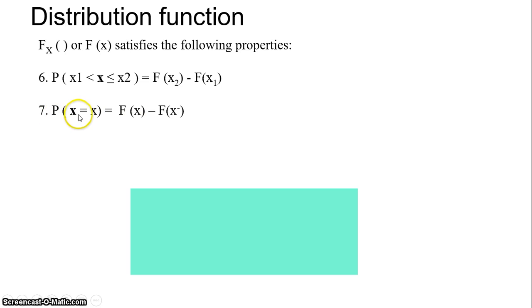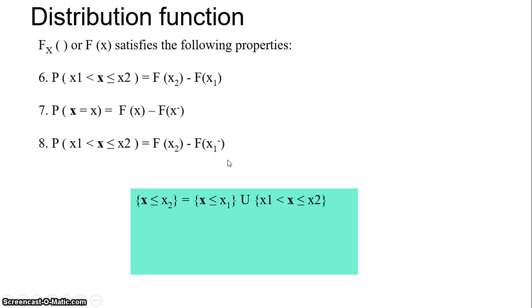And coming to X equal to a particular value of x, then it is F of x minus the lesser values of it, x minus epsilon. And similarly x1 less than or equal to x2. So if you see that, it can also be written as F of x1 minus the same property of 6, x2 minus x1 minus epsilon.